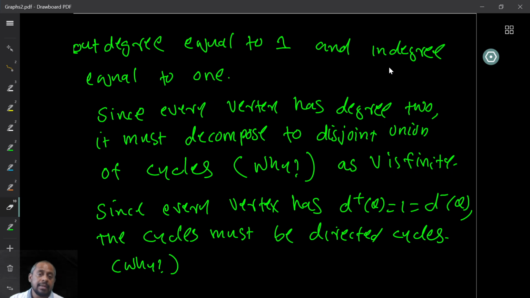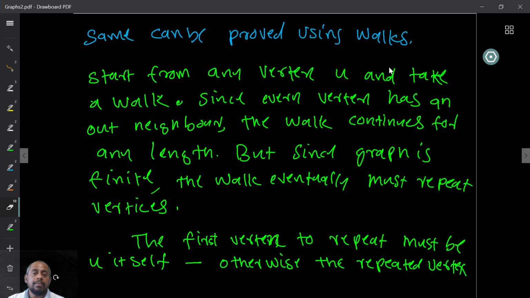Now, since every vertex has exactly one out degree and one in degree, the cycles that we have must be directed cycles, right? Again, why? Because once you go in, using the incoming edge, you have to go out using the outgoing edge. So therefore, if the process again terminates and it has to come back to the starting vertex, and therefore that must be a directed cycle. So these are easy things. Now, this completes the proof actually.